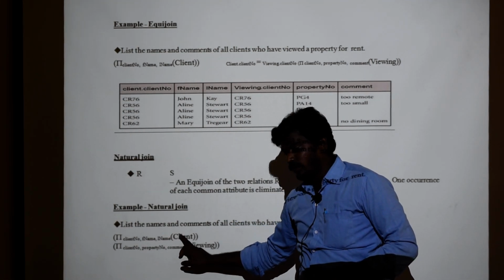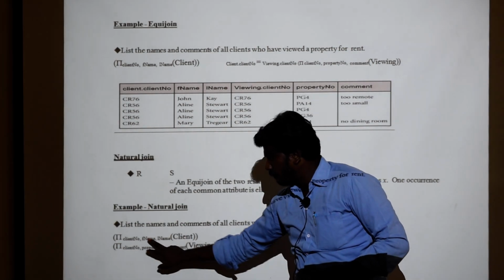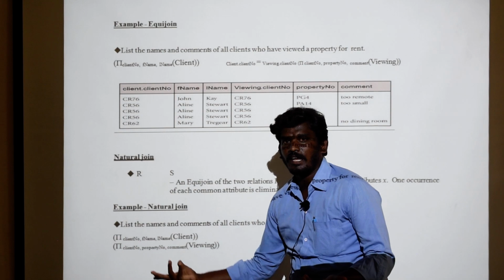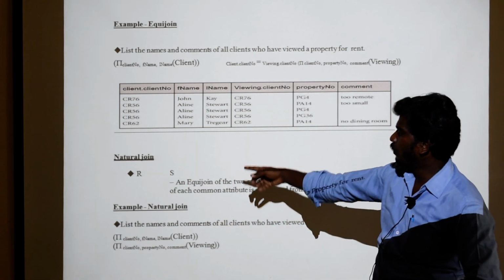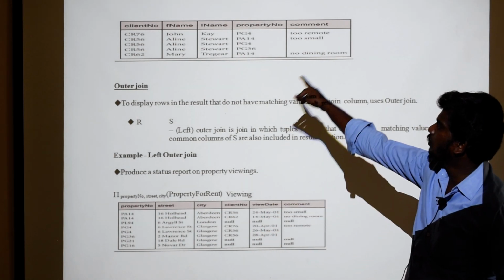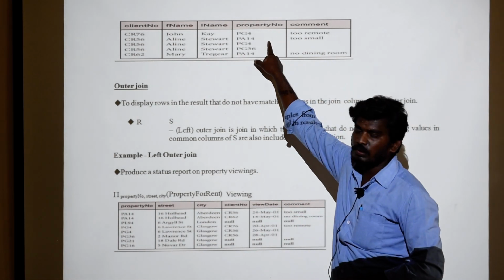Both tables, client and viewing, have a common column, that is called client number. So that easily I have to join them, that's all. So that is the natural join. Then the next one. That's the process, and it gives some output.